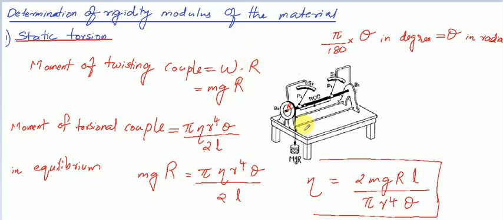The apparatus consists of a long rod which is clamped at one end and the other end is clamped to the center of a large wheel which can rotate, and a weight is attached to a string to the wheel.